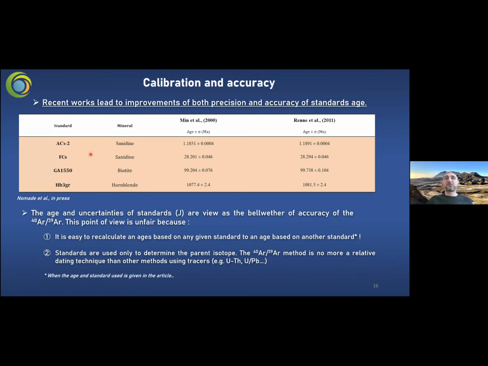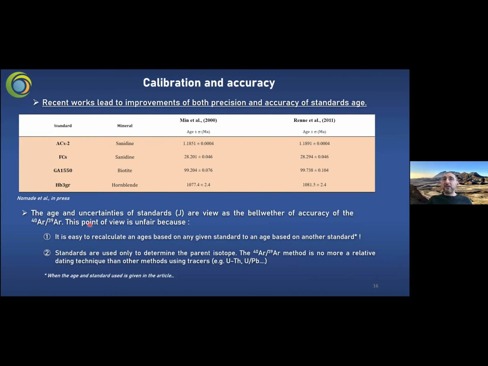Of course, there is a lot of recent work thanks to high resolution mass spectrometers that led to improvements in the precision and accuracy of standards. So I listed here a list of standards with their recommended age according to Min et al. or Renne et al. You will see the difference that it could make for a standard that is 1.2 million years, 28. It could be several millions of years for a billion-year-old rock. Okay.